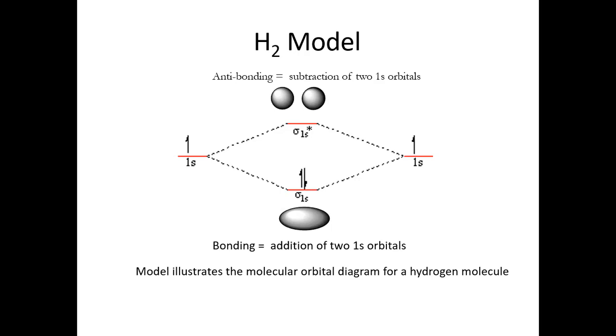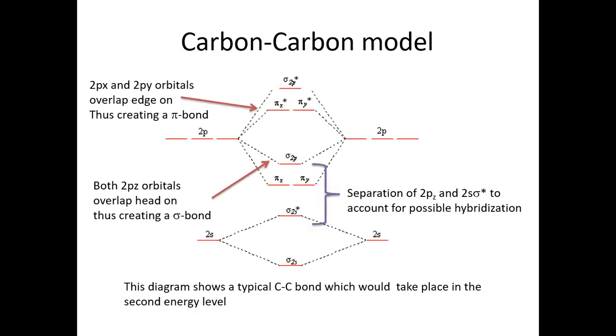So this is illustrative of an MO diagram for the hydrogen molecule, H2. This is carbon, and you can see right away it's much more complicated. A typical carbon-carbon bond involves the second energy level, because the 1s is not included. The molecular orbitals are always your higher energy orbitals.